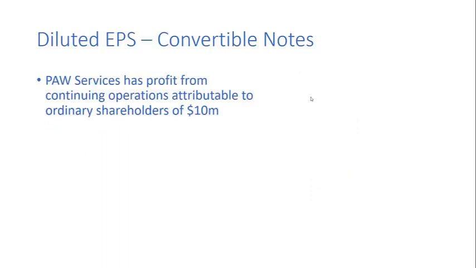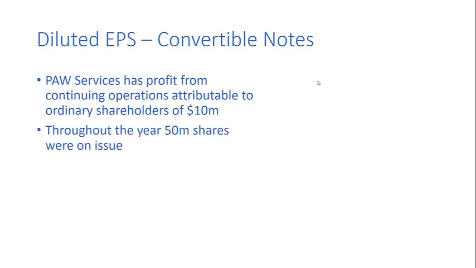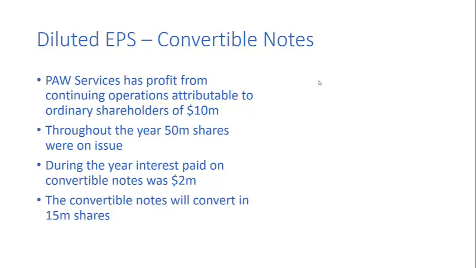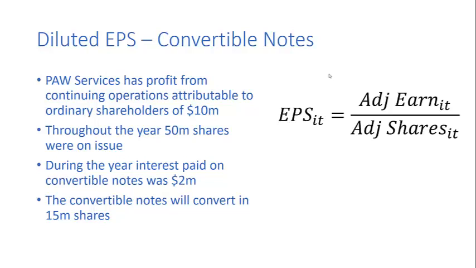So let's get into diluted earnings per share numbers, and the best way of thinking about this is with a simple example. Here we have Poor Services. It has a profit from continuing operations attributable to ordinary shareholders of $10 million per year, and throughout the year 50 million shares were on issue. In addition, it had a convertible note, and during that year that convertible note had interest paid of $2 million, and the convertible notes would convert into 15 million shares. Now the issue here is that that's going to change the earnings that we might use and the shares that we might use in the calculation of an earnings per share number.